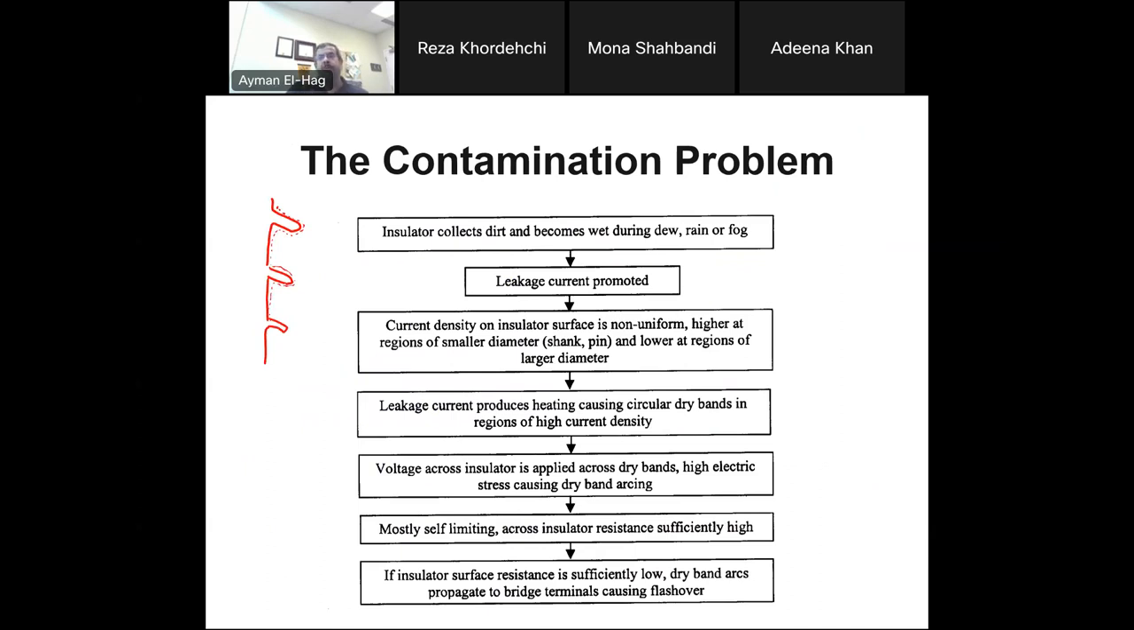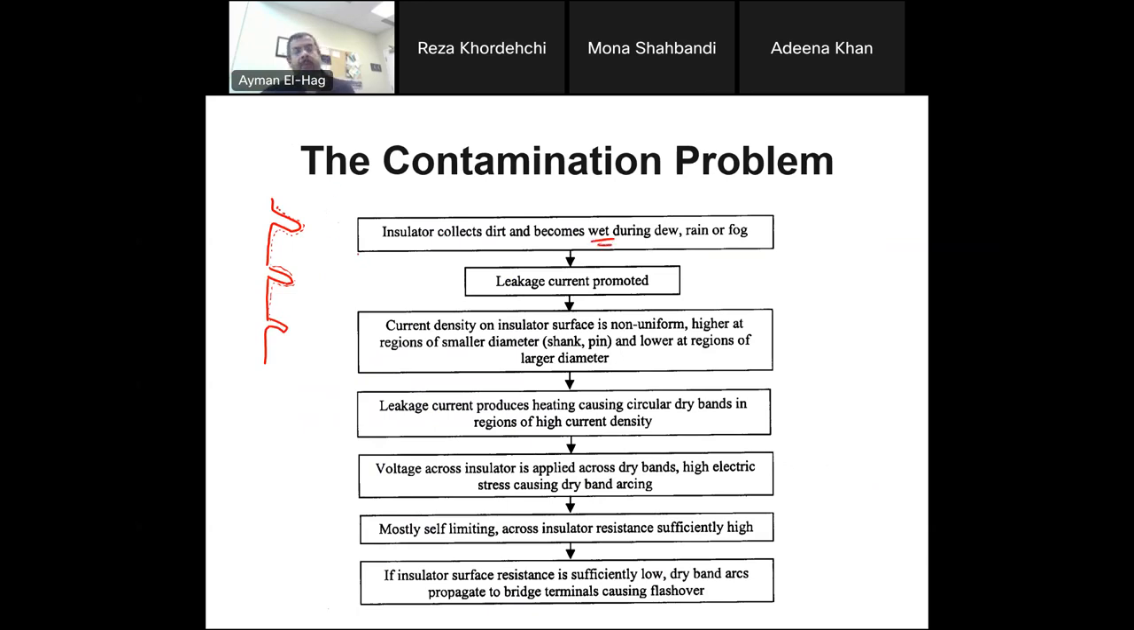Now those pollutants have conductive particles, especially if your insulator is close to the sea, because of the wind, you will have some sort of salt deposit. But if there is no humidity to dissolve this salt, there is no issue, because a dry pollutant doesn't harm the insulators. What harms the insulators once you start getting wet?